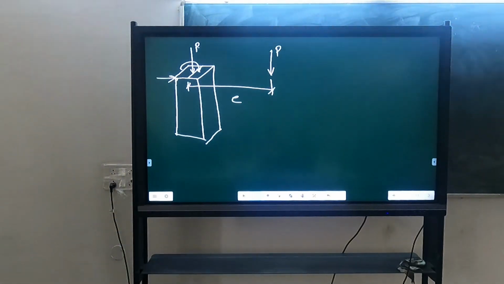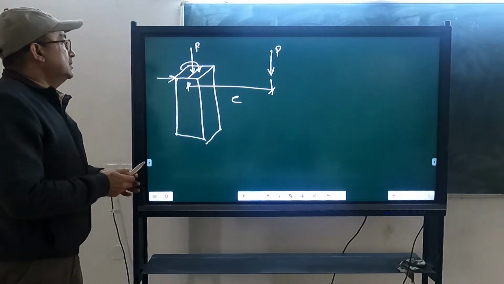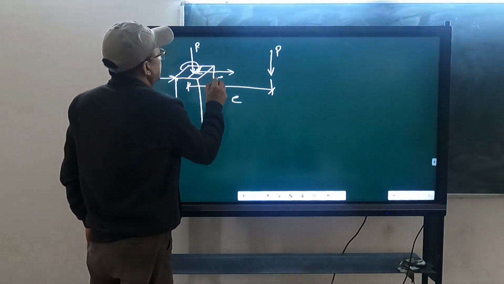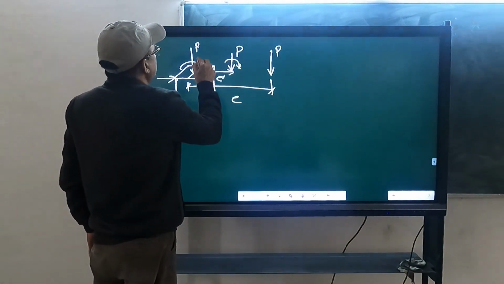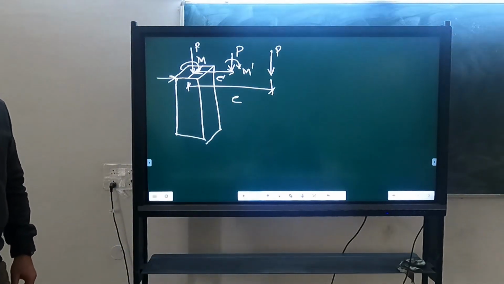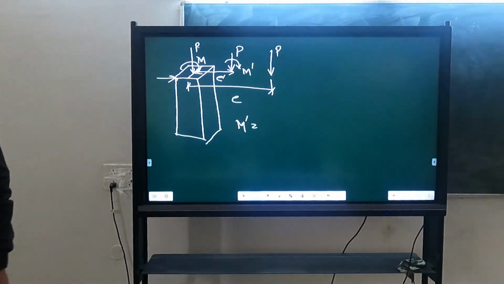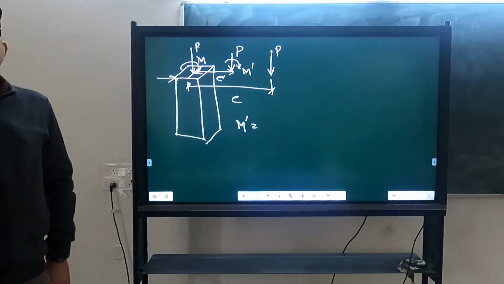You can think of it like this, that this axial load is acting at an eccentricity. You can also think that it is acting at any distance here, E dash, with this force as well as some moment. Let us say this was M, so this is M dash. Can you calculate M dash? How much will be M dash? M plus P dash?